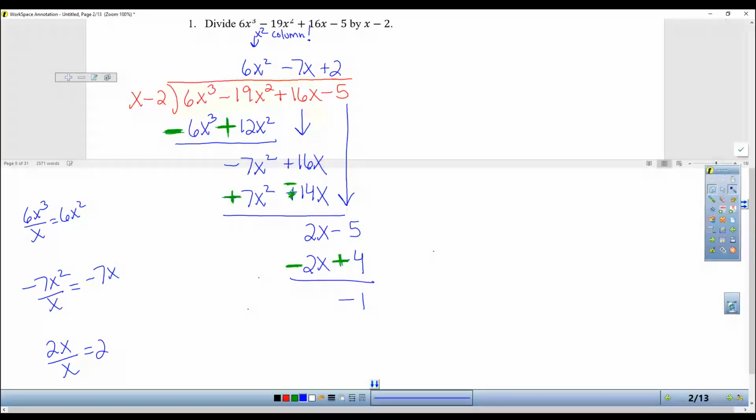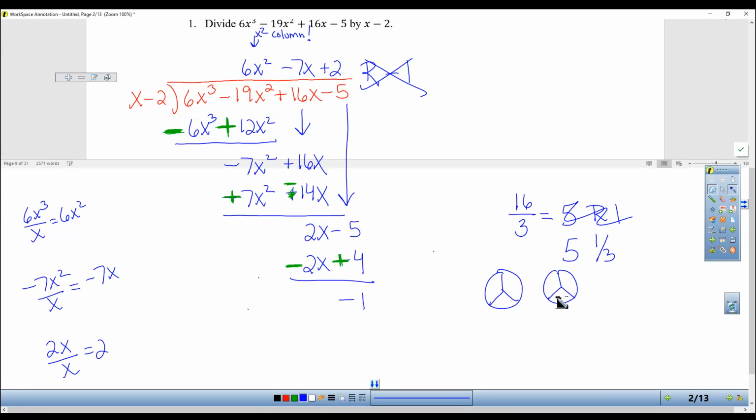Now, you're either a junior or a senior now. I do not want you to write remainder negative 1. Okay, that's grade school. So if you're still doing that, you need to stop that. If you have 16 divided by 3, think about what that does. 3 goes into 16 5 times, but instead of saying remainder 1, because we're all grown up now, we would say 5 and 1 what? 1/3.